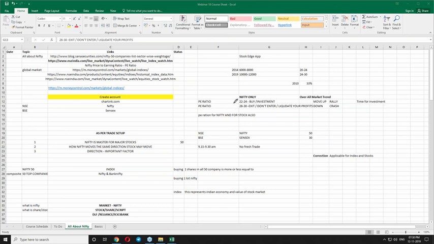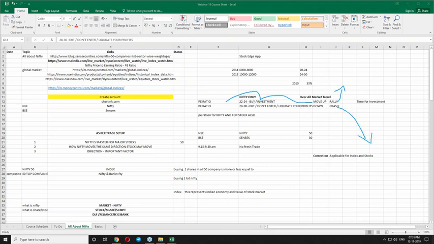So this place, when the PE ratio is 22 to 24, the market will move up in a short time. That means it will give a rally. When the PE ratio is between 28 to 30, we can expect a crash.